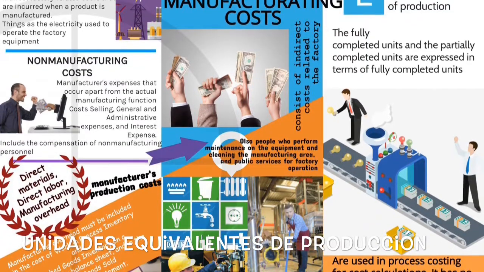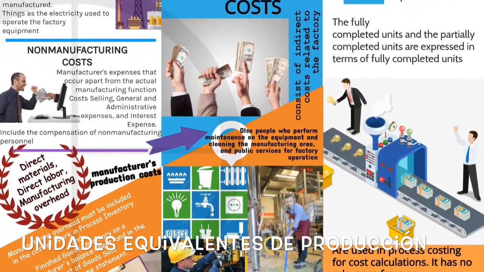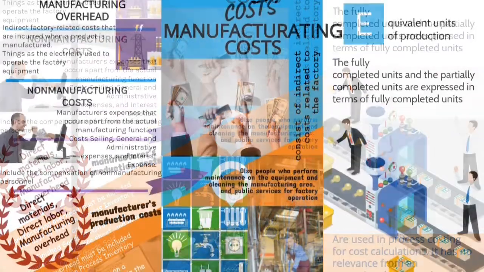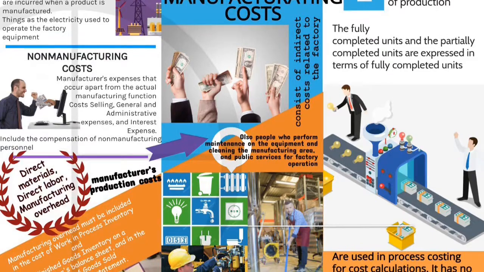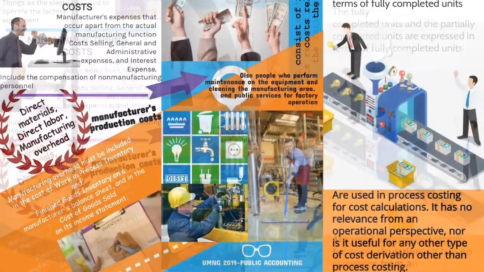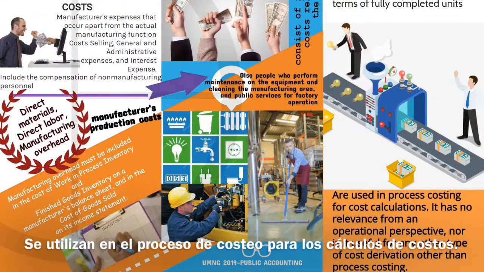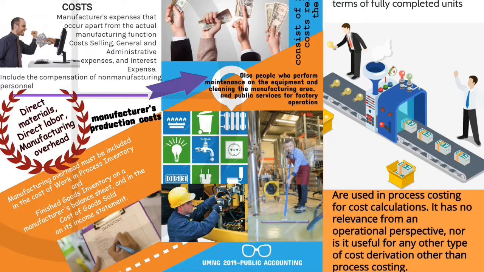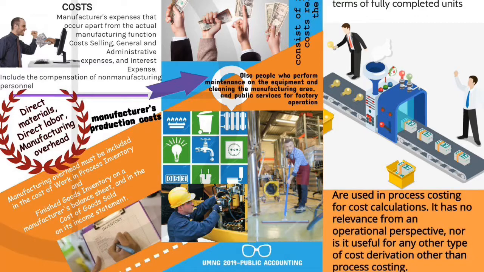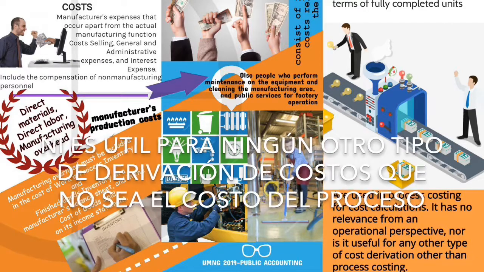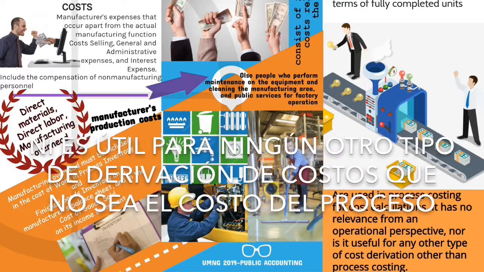Finally, we'll talk about equivalent units of production. The fully completed units and the partly completed units are expressed in terms of fully completed units. They are used in process costing for cost calculation. It has no relevance from any operational perspective, nor is it useful for any other type of cost derivation other than process costing.